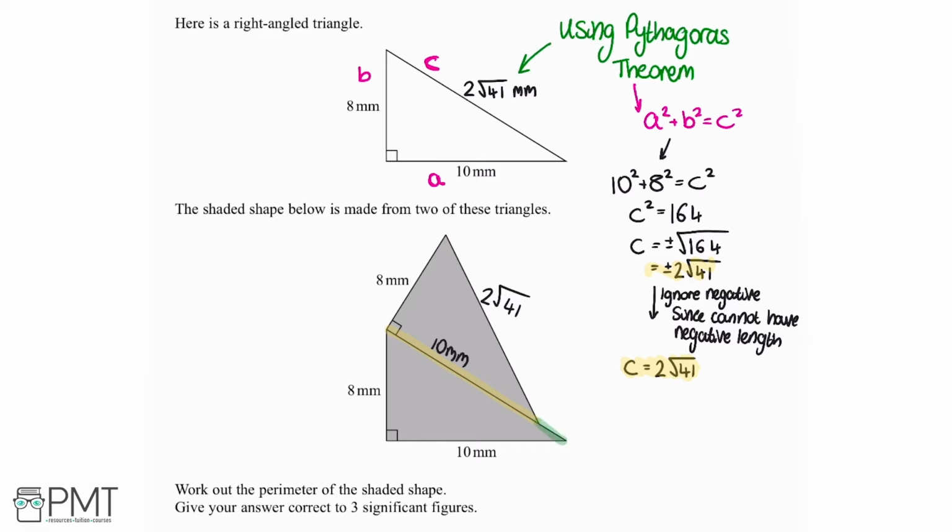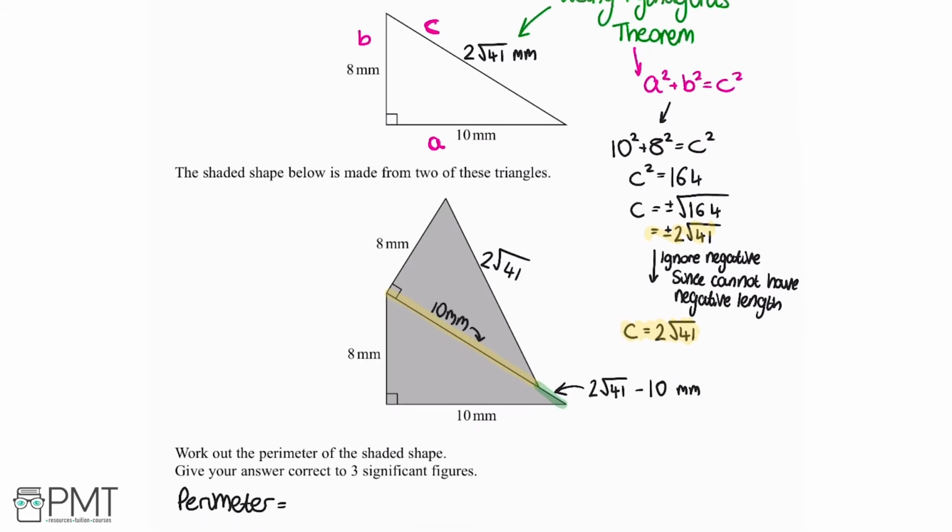So this part here is going to be the length of this whole thing here. So 2 root 41. And we're going to subtract this part here. So 10 millimeters. So this yellow bit here is 10 millimeters and this green bit is 2 root 41 minus 10 millimeters. So now we've got enough to work out the perimeter. The perimeter is going to be 10 plus 8 plus 8 plus 2 root 41 plus 2 root 41 minus 10.